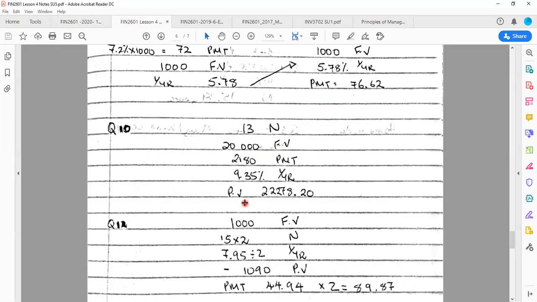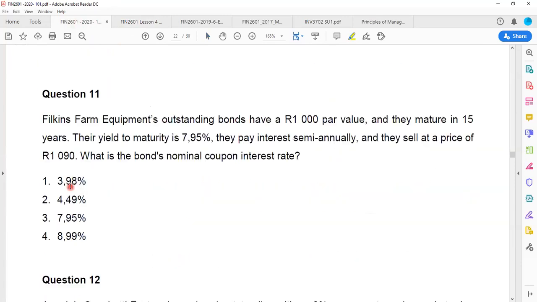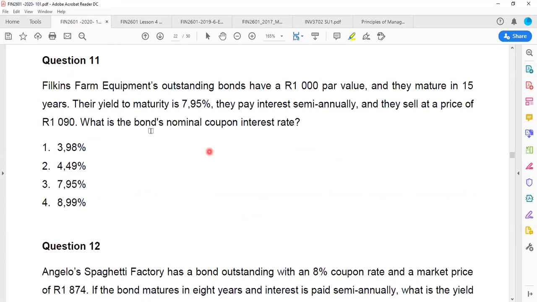And then we calculate our PV, which is 22,278 and 20 cents. So for question 10, our answer is 22,278 and 20 cents. Okay, which is option 3, sorry. Also, again, can you put the recording on pause? Try question 11, and then when you're done, press continue, and then we can compare what you've done with what I have.